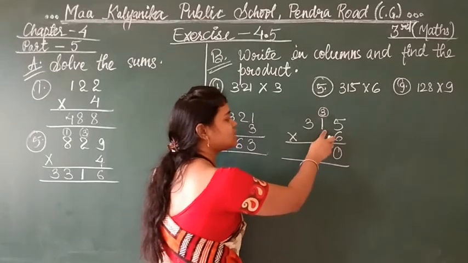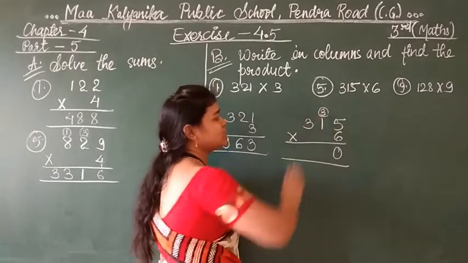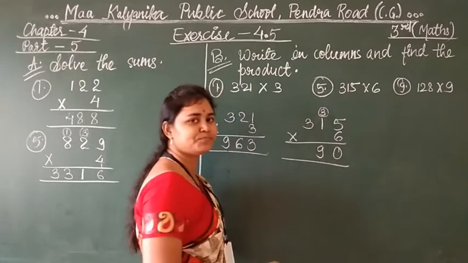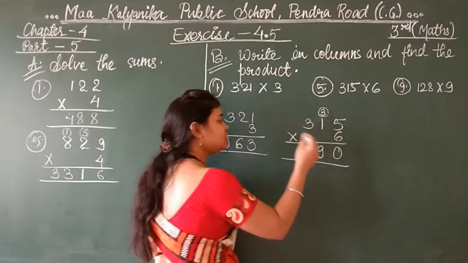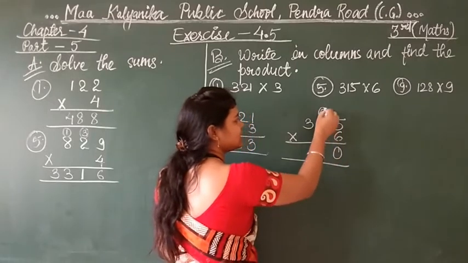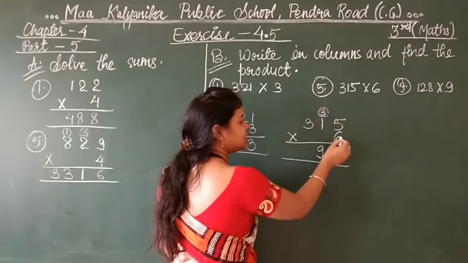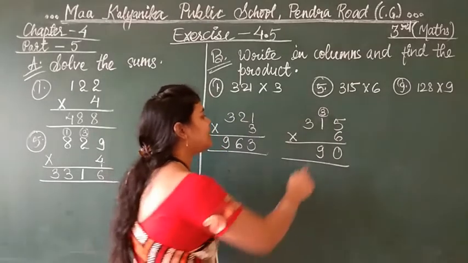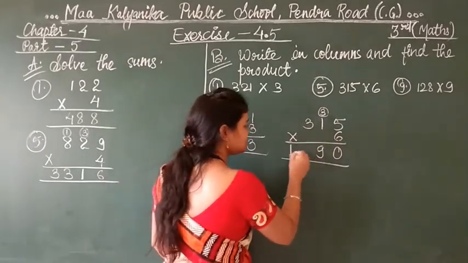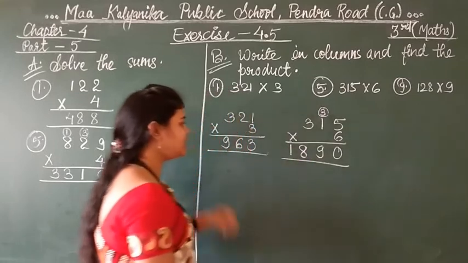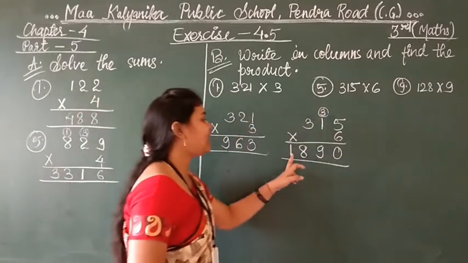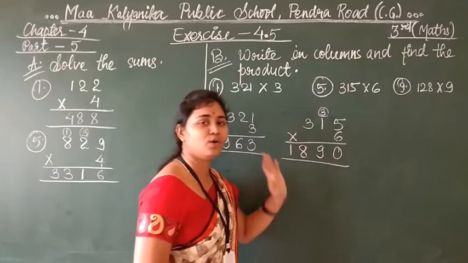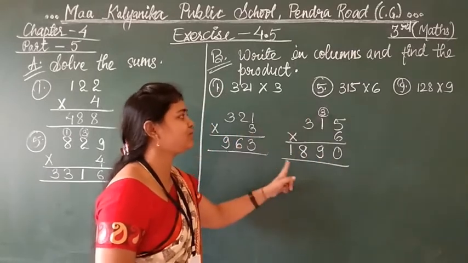Now 6 1s are 6 plus 3, 6 plus 3 is 9. Don't forget to add the carry. If you forget, the product will be wrong. 6 1s are 6, 7, 8, 9. 9 is here. Now 6 3s are 18. So the answer received here is 1890. Okay students, this is the fifth answer.